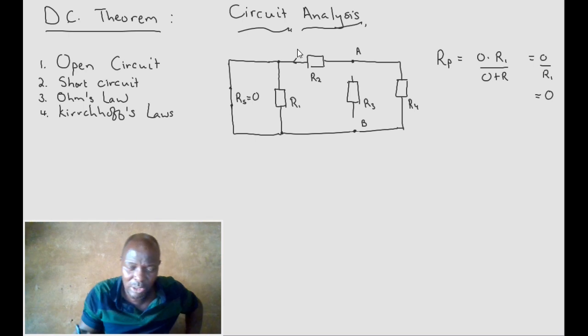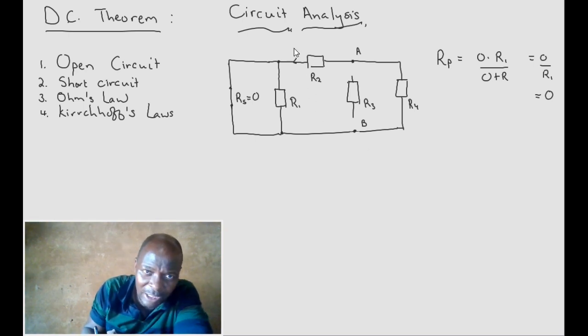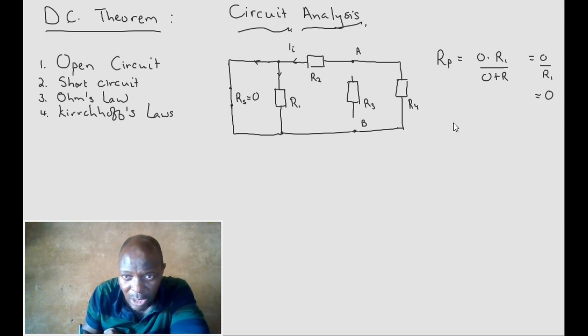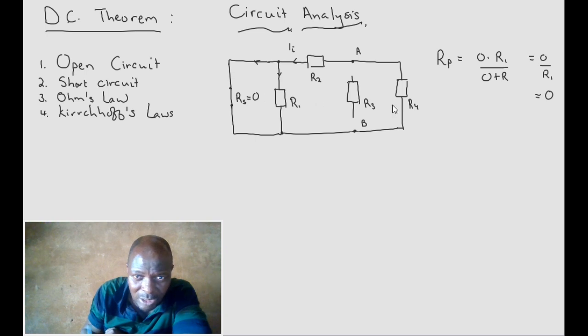There was a source giving us a current there. Let's call it I, imaginary. Let's imagine a current coming in there. We'll say that current will be split between these two. If you are going to calculate the current through this, you have to say R1 over the total, which is 0 plus R1.